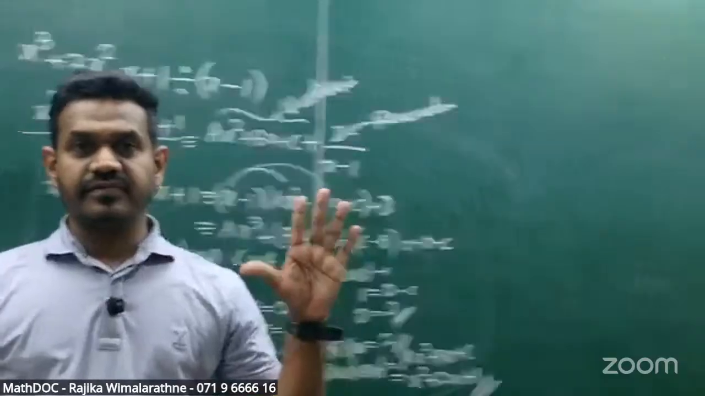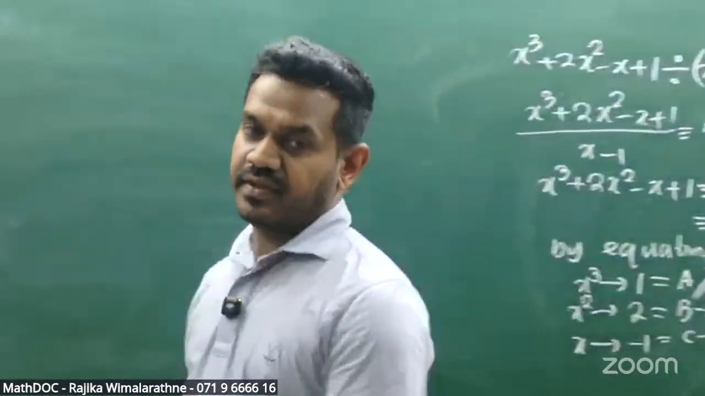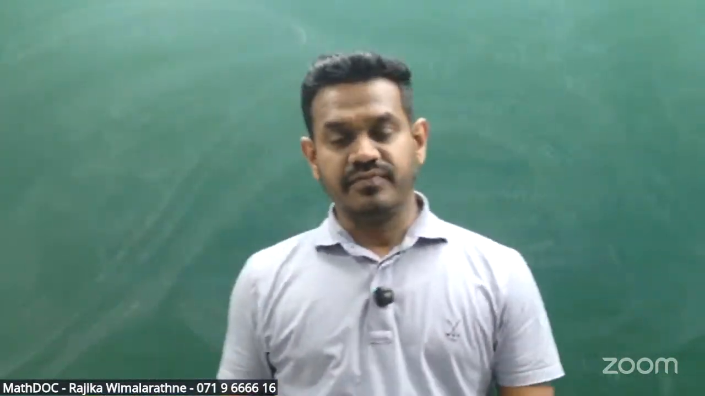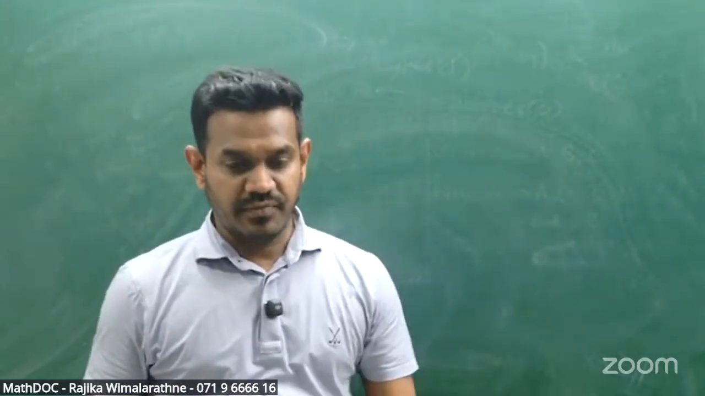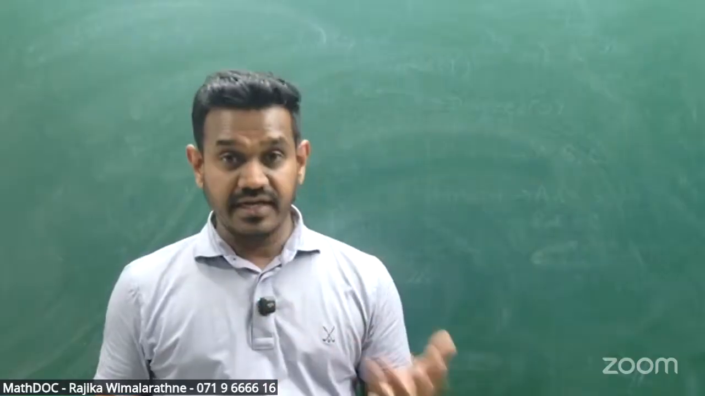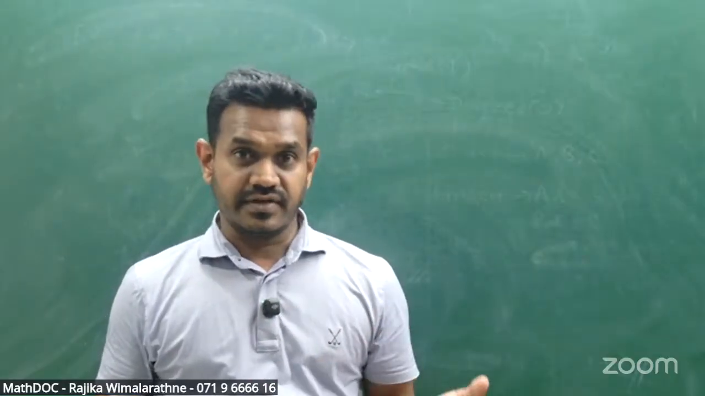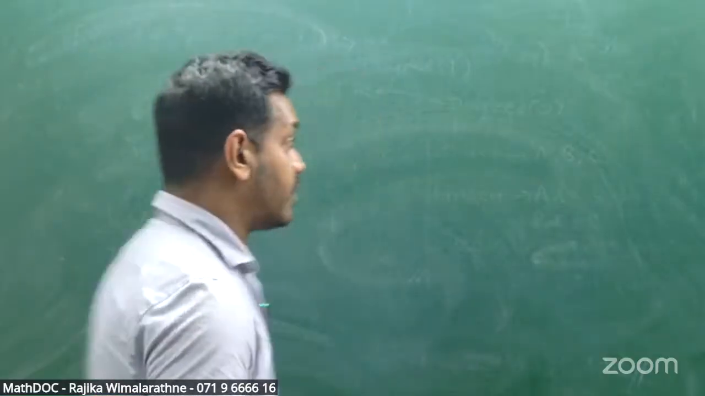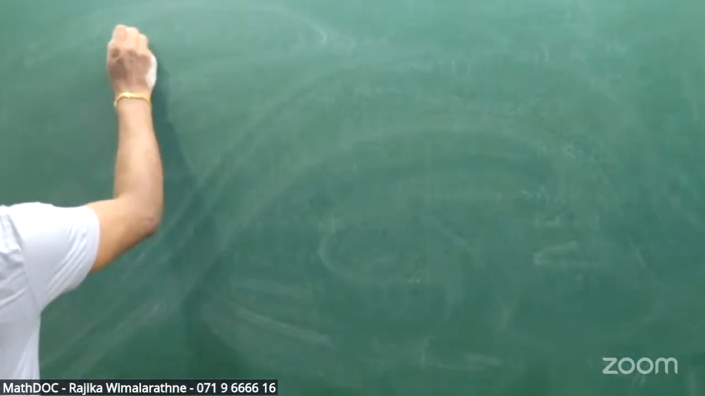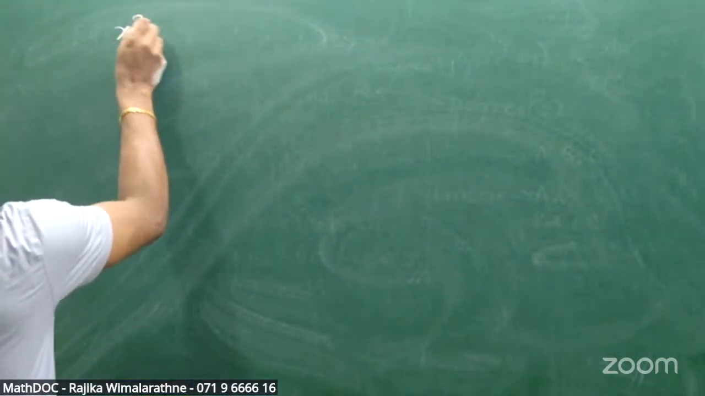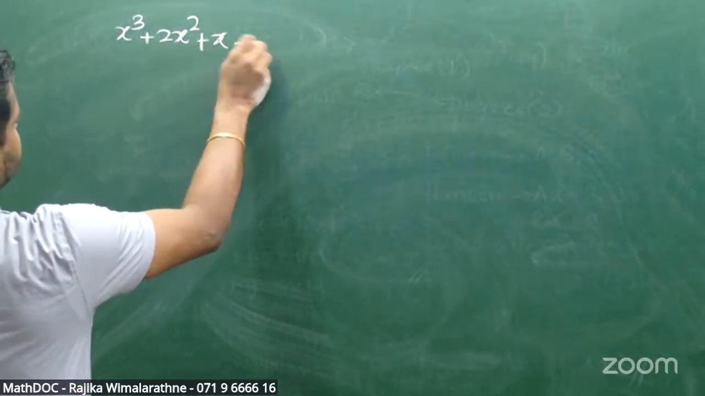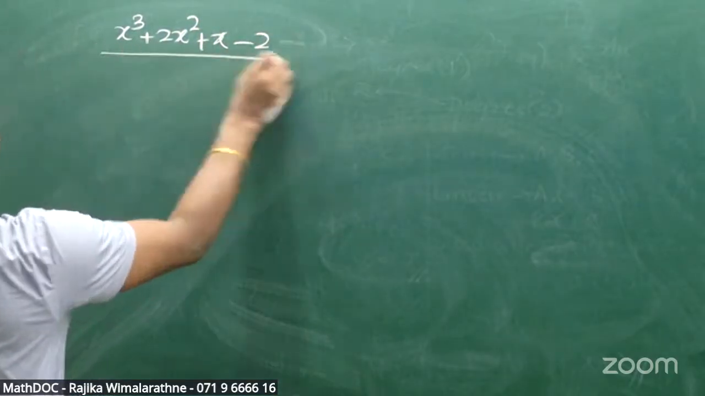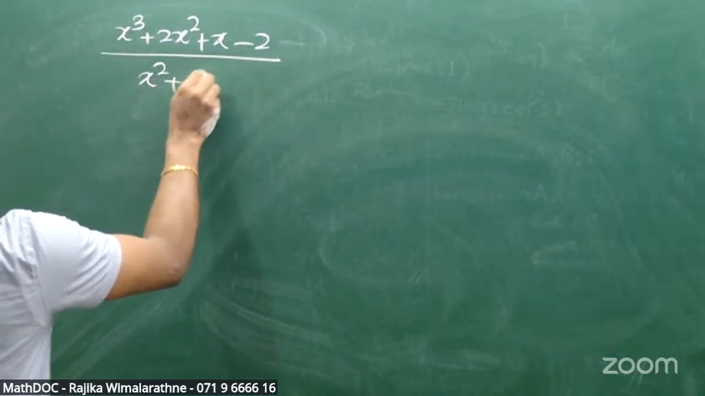Now let's do another one. Okay, if you have any doubt, let me know. So here we have to think about the division algorithm and finding unknowns. Okay, let's do. So here I'm going to divide x cubed plus 2x squared plus x minus 2 by x squared plus x plus 1.